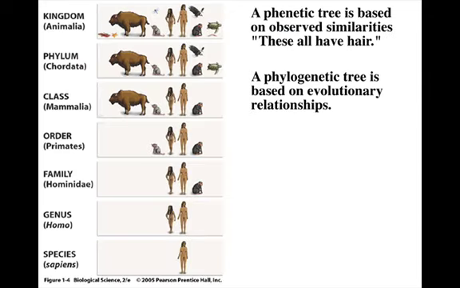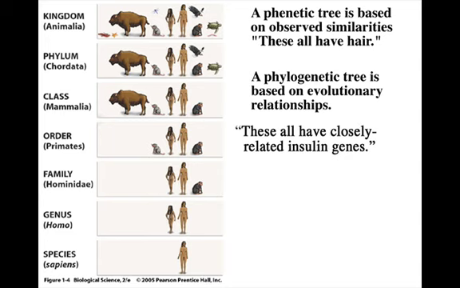We can build evolutionary trees using that kind of logic. So this just shows that historically, Charles Darwin created what are called phenetic trees. Phenetic trees are based on observed similarities, like these all have hair. Phylogenetic trees that we'll talk about in this course are based on evolutionary relationships, relationships like the story of the ortholog. And the idea is that phylogenetic trees are based on this. These all have closely related insulin genes. Again, closely related based on DNA sequence, and then also based on insulin protein function in those two species.